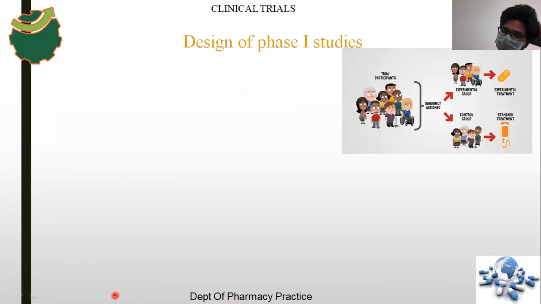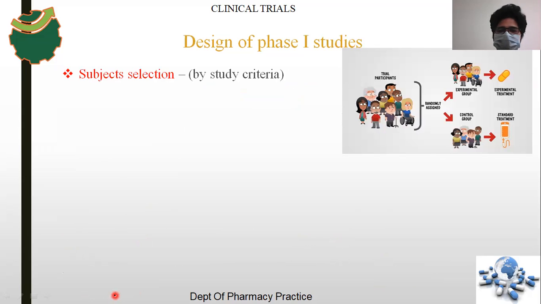Next one is the design of phase 1 studies. Subject selection is based upon the criteria, like your inclusion criteria and exclusion criteria. If you say in the inclusion criteria that you're going to take people into a study whose age is equal to or greater than 18, you're going to take only people aged 18 or greater. And the exclusion criteria will be, if a person's age is less than 18, then you are not going to take them. So like this, you will have criteria, and based upon the criteria, you're going to select the subjects for your study.